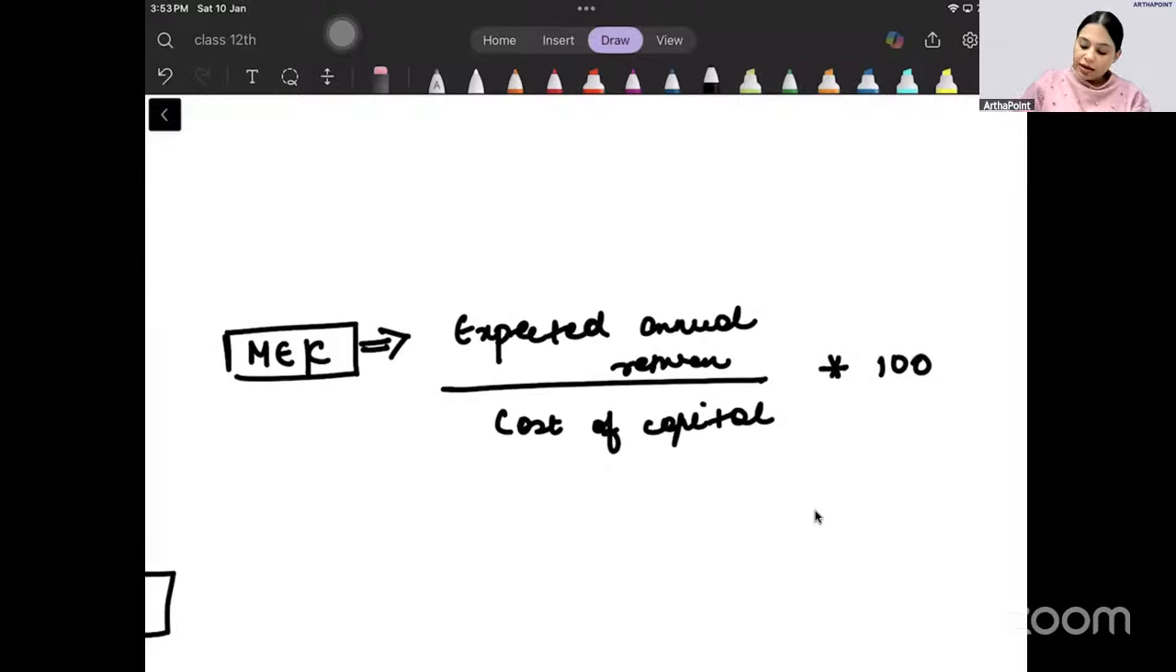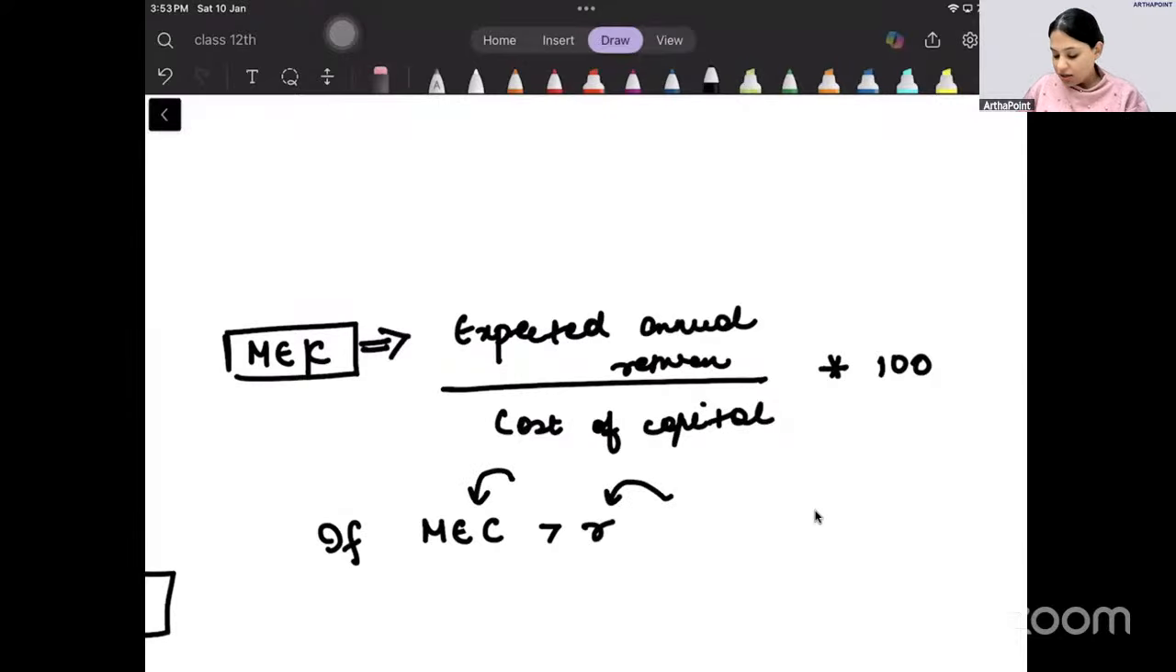ठीक है? And condition रहता है that if marginal efficiency of capital is greater than the interest rate, जिस पे आपने लोन लिया या आपका it's a return. So if MEC is greater than R, then you will invest.